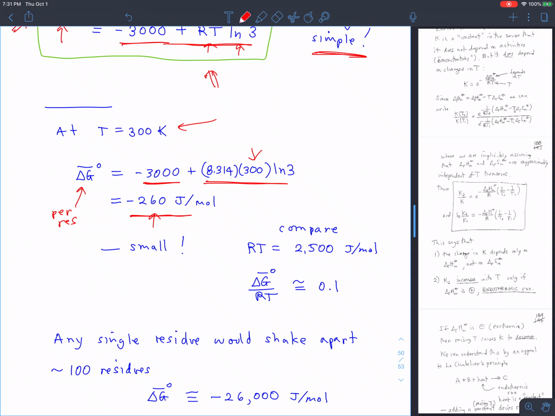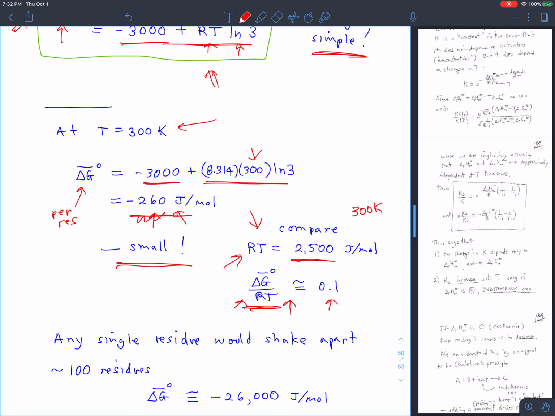Is that a lot or a little? It's small, right? Why is it small? Because the thing we're always going to compare any of our delta G values to is the value of RT. That's the energy available in the surroundings. That's 2,500 joules per mole at 300 K. And so this is only about 1/10 of that, right? The delta G divided by RT is only about 1/10. And that means that per residue, there's very little sticking energy.